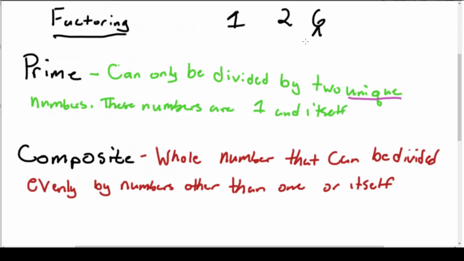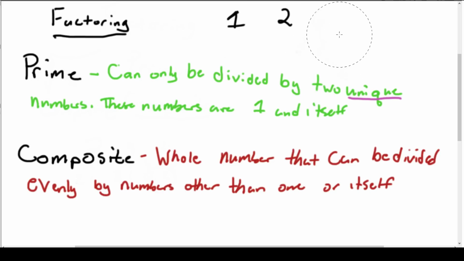So if we take 6, I'm going to start with, yes, it's divisible by 2, and 2 times 3 is 6. Here we have 2 and 3. Those are both unique. They're not the same number. They're not repeated. Therefore, those are unique factors of 6.